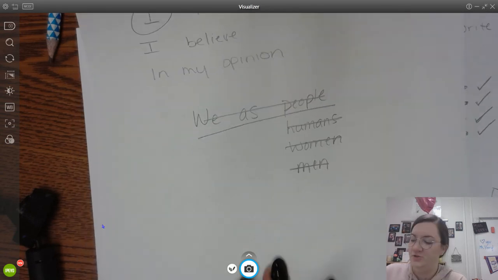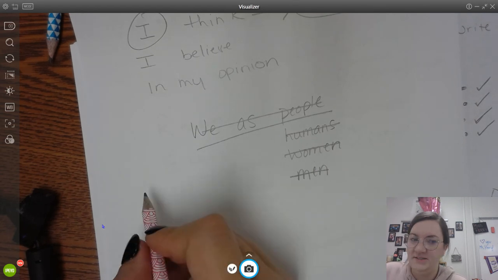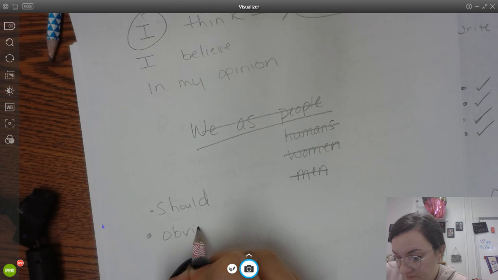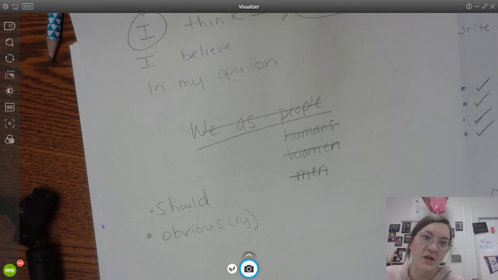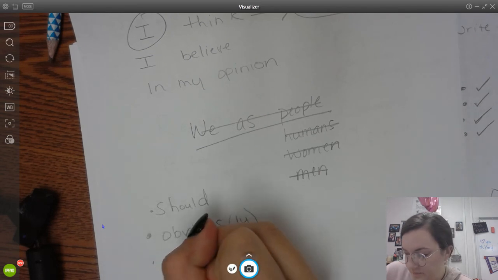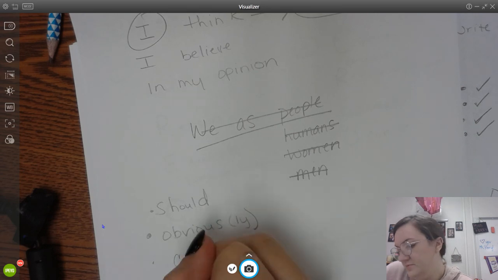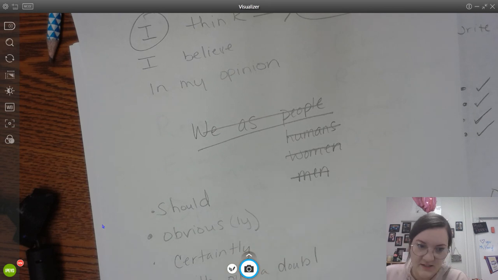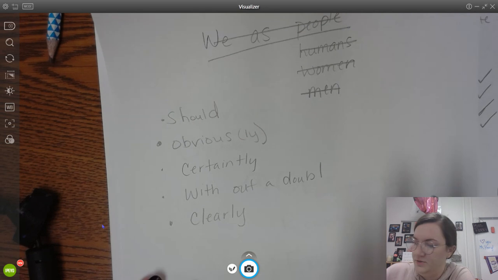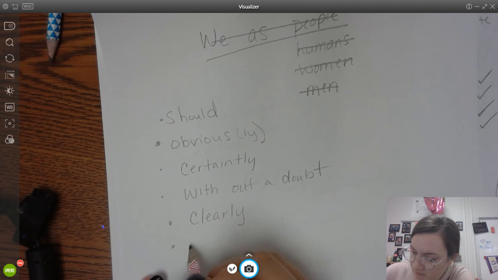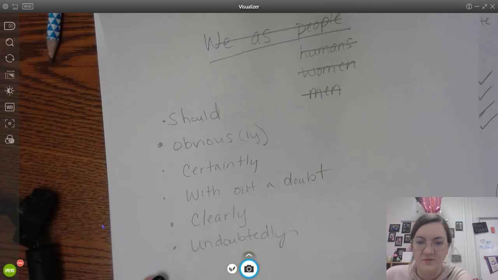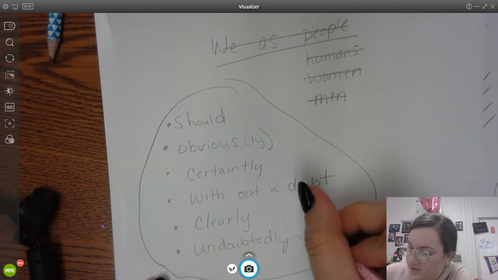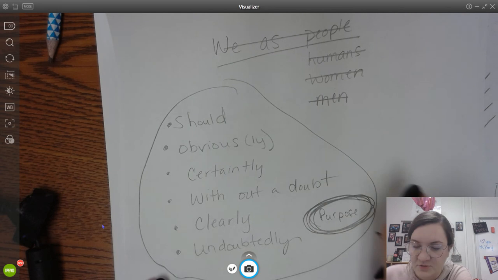Specifically, if we're going to sit here on word choice for a second, I want to talk about word choice that is persuasive, right? Persuasive words, more obviously, right? Those really boost the persuasive quality of your paper, right? Like, certainly, without a doubt, clearly, things like this, right? Should, obviously, certainly, without a doubt, clearly, undoubtedly, right? There's a ton of them. So these are words that you should definitely be including in your paper because it makes sure that you are writing to your writing purpose, which is to write a persuasive essay.